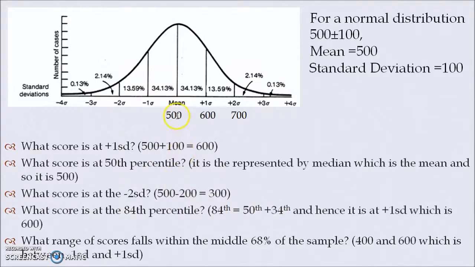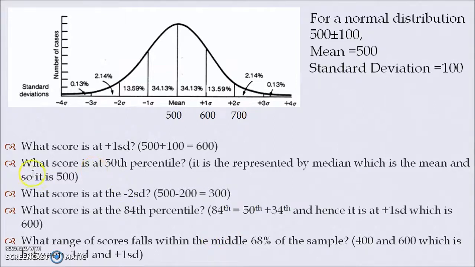Now, same way, if I want to calculate the value at minus 2 standard deviations, what will I do? I will go down two standard deviations, which would be 500 minus 100 minus 100, which is 500 minus 200, and that is 300. Easy. You have a question like this on your quiz.